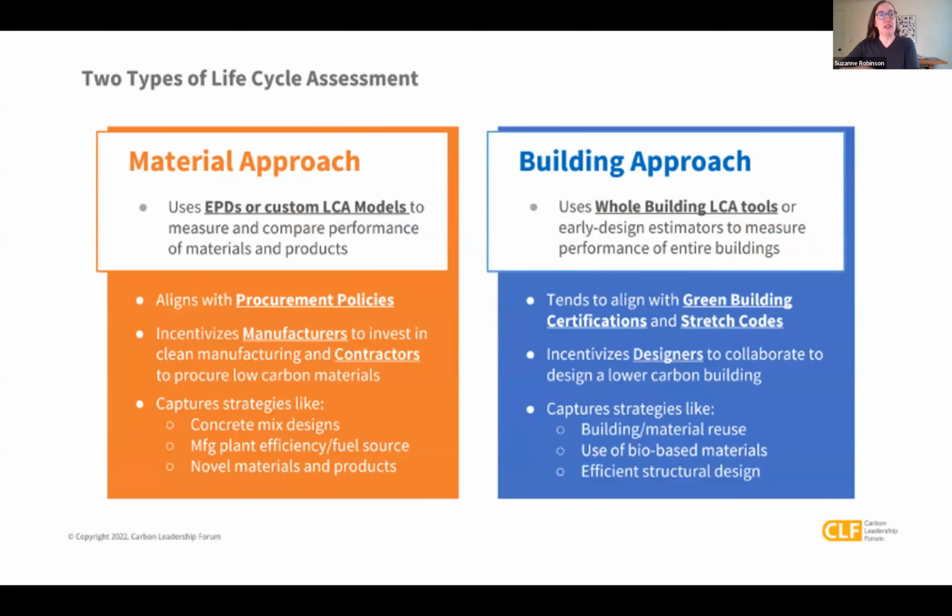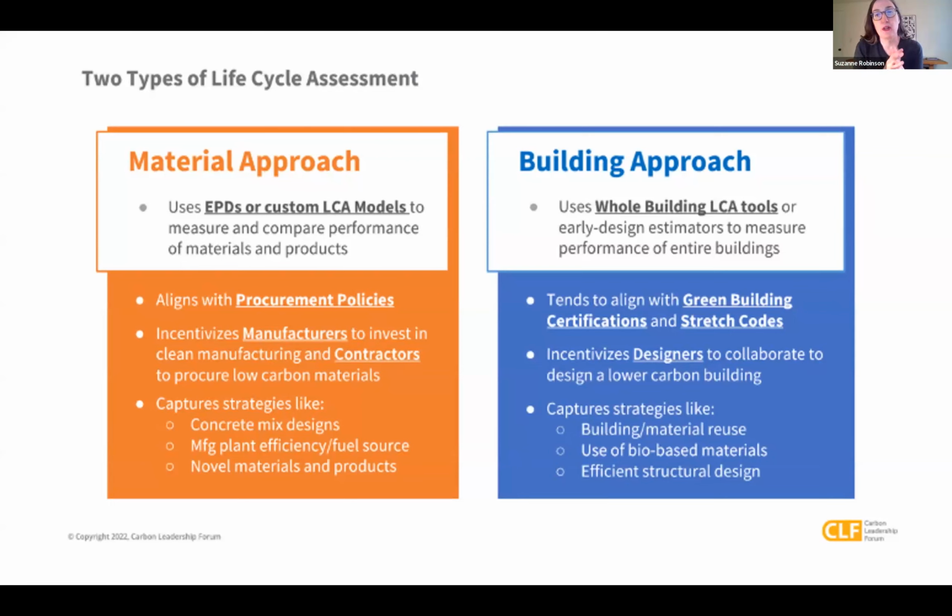So we have a look here at some terminology with LCA. So there's 2 types of life cycle assessment. What you'll see is material approach versus a building approach. So building approach, I'll start with first. This is basically taking a look at the life cycle analysis of all the building materials. If you're doing a whole building LCA, you'll use different tools to do a calculation to understand your global warming potential of a project. And you might look at different scenarios and you can see different percentage reductions on your embodied carbon.